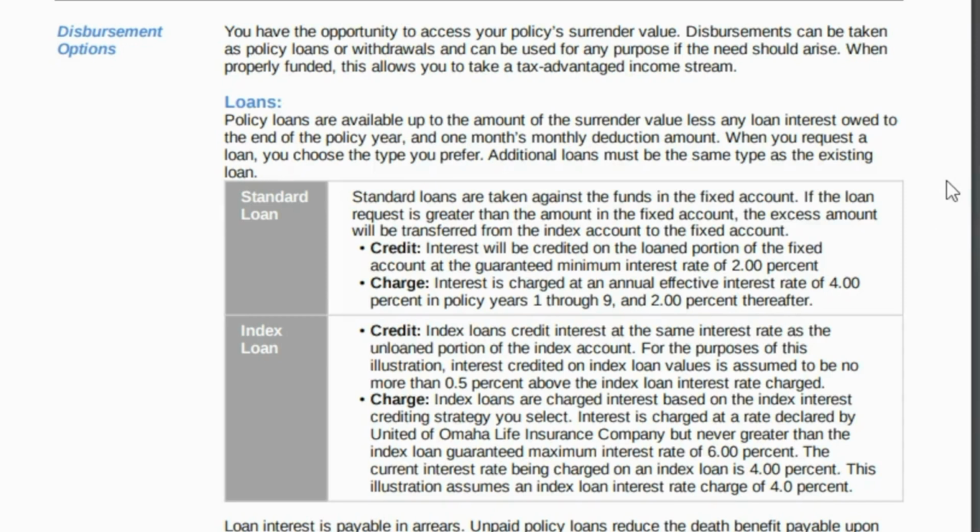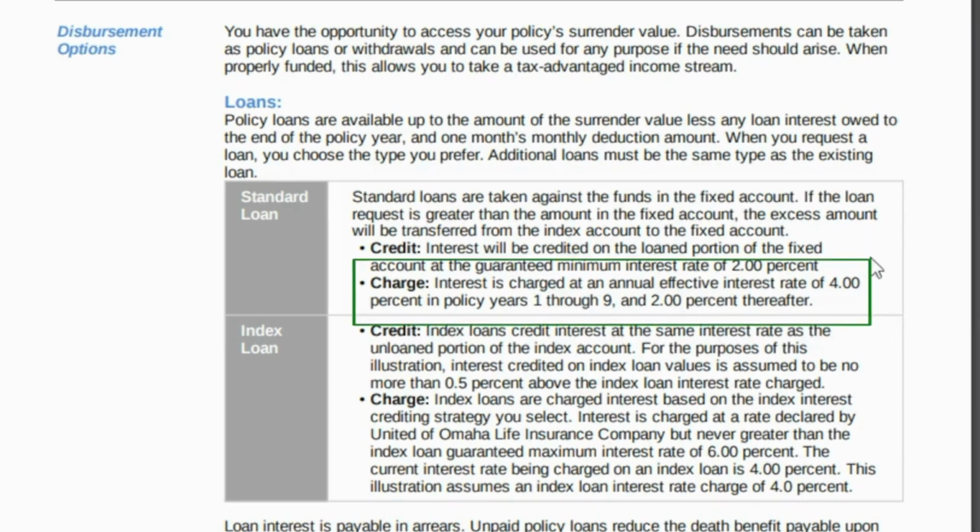Now, the government does tell us that if we take loans, we also have to charge ourselves interest. So what Mutual of Omaha is going to do is they're going to charge a 4% interest rate in the first 10 years, 9 years of the policy, and then 2% after. So with most of our clients, they're taking loans after 10 years because they've had these policies for a while. They're going to be seeing a loan interest rate of 2%.